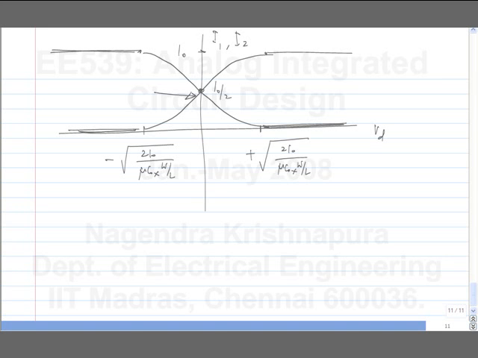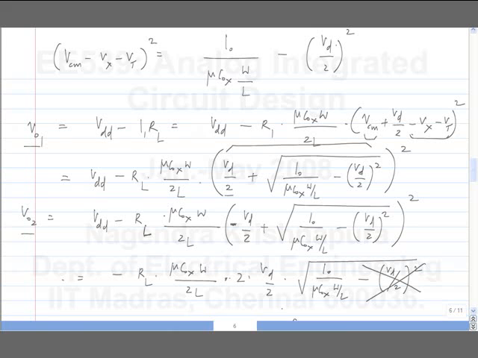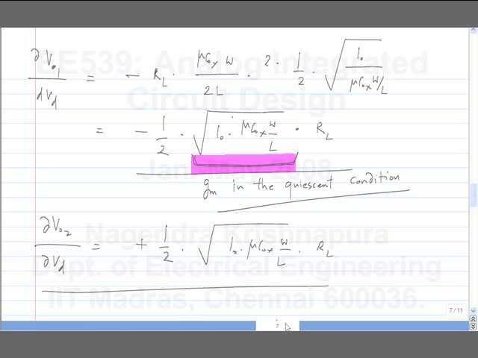Yeah, we have calculated it here. This is I1, right? This is I1 and this is RL. And the slope of this whole thing was nothing but Gm by 2. Okay. Isn't it?